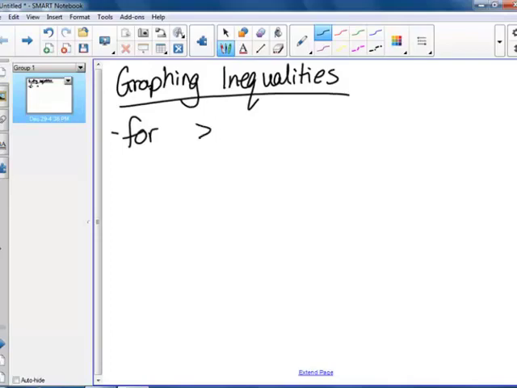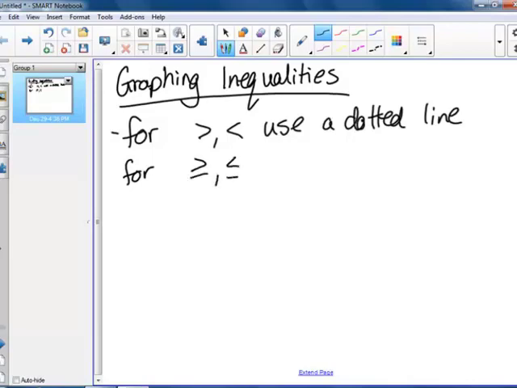For either greater than or less than, we're going to use a dotted line. And then for greater than or equal to, less than or equal to, we use a solid line like normal, because we're showing that those points are included. When we don't have the "or equal to," we don't want to include the points on the line. It's just anything greater than or less than.